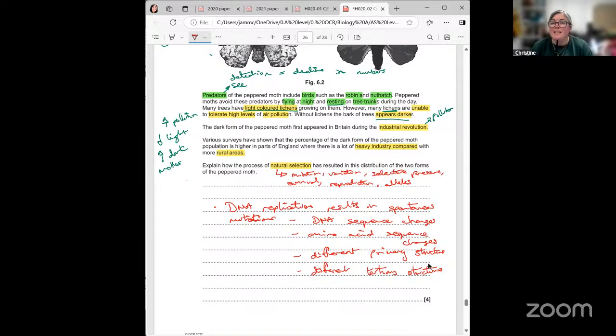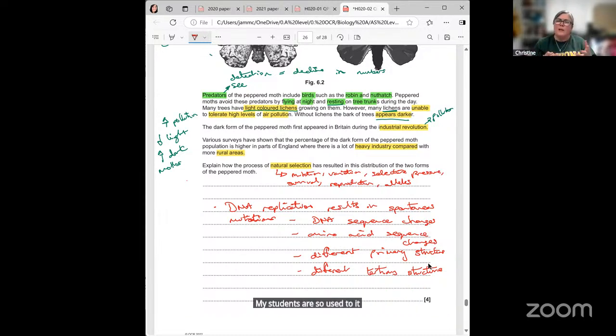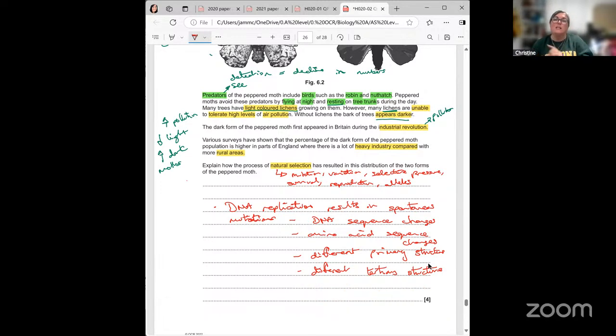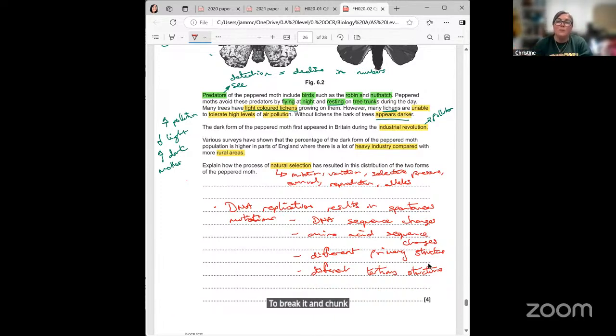Yes, oxaloacetate. So how I do it, whenever I'm trying to think of those big words, because I'm dyslexic, I switch all my letters around. You'll notice it when I'm also talking to you and saying things out loud. My students are so used to it, they know what I mean when I say it. But I do it phonetically to try and help myself. So, oxaloacetate. Try and get into the habit, if you struggle with your spelling, to break it and chunk it into ways to help you.